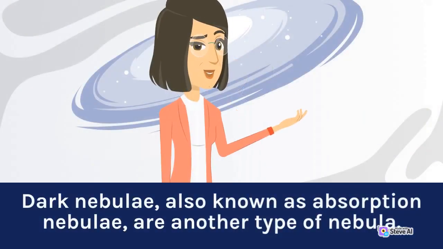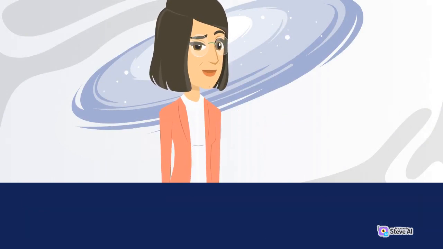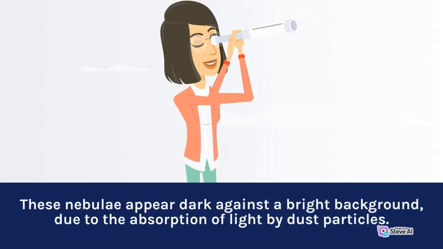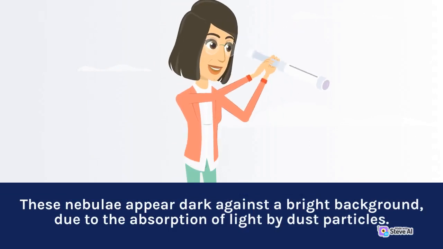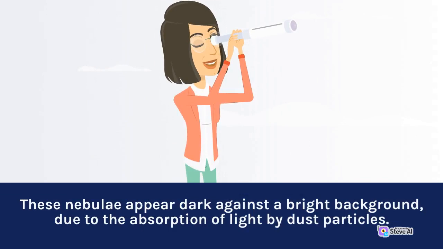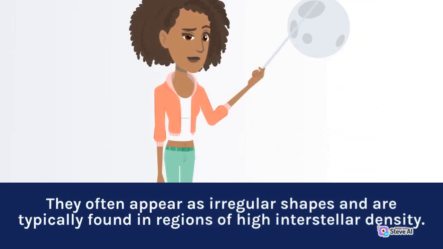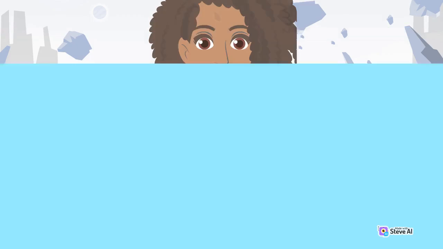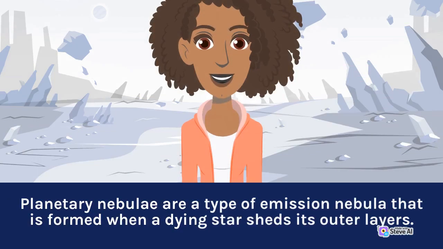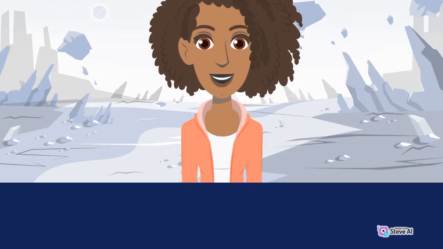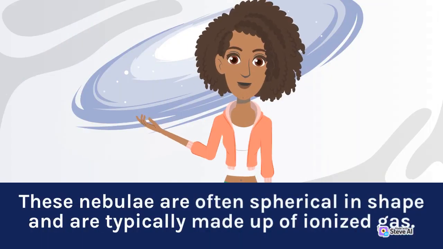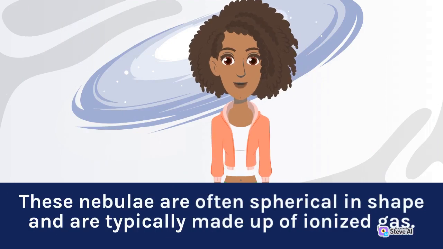Dark nebulae, also known as absorption nebulae, are another type of nebula. These nebulae appear dark against a bright background, due to the absorption of light by dust particles. They often appear as irregular shapes and are typically found in regions of high interstellar density. Planetary nebulae are a type of emission nebula that is formed when a dying star sheds its outer layers. These nebulae are often spherical in shape and are typically made up of ionized gas.